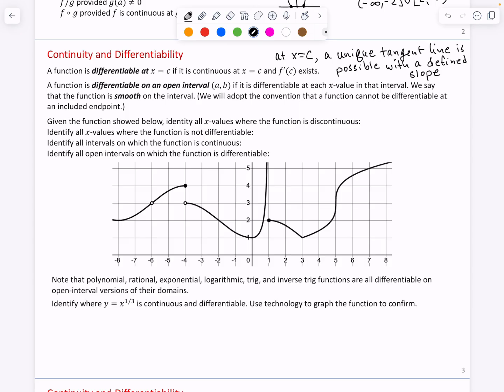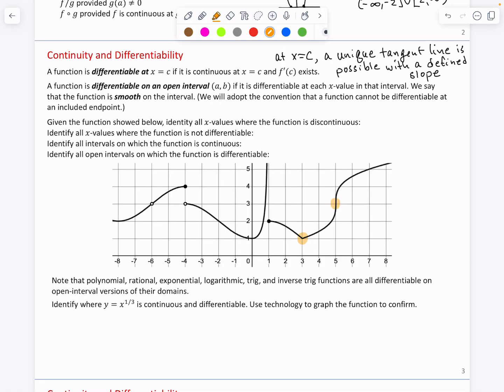Now we're about to see that there are two general cases where we're going to have a function that's continuous but not differentiable. They're going to be sharp corners, such as right here. Drawing a tangent line at a sharp corner won't be possible. And then locations on the curve where the tangent line would be vertical, because vertical lines do not have defined slopes.